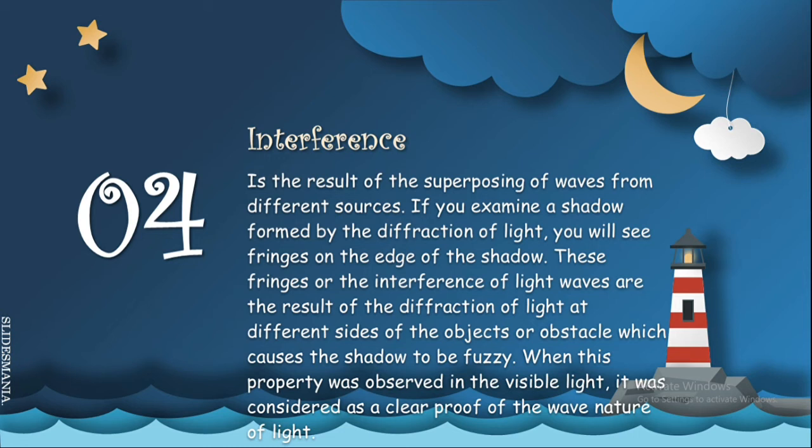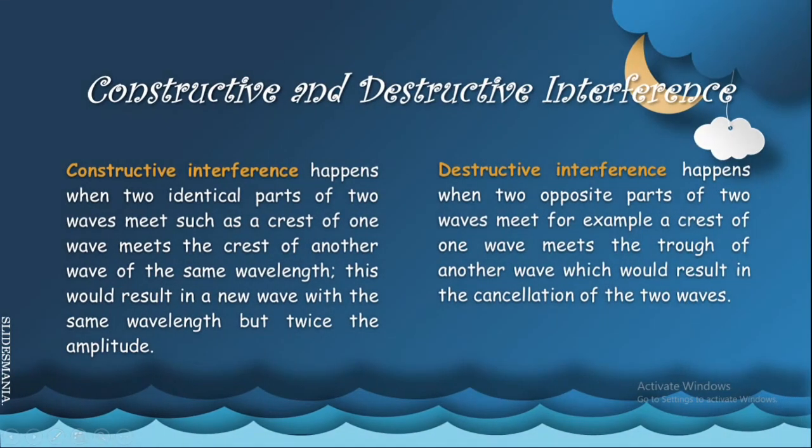When this property was observed in visible light, it was considered clear proof of the wave nature of light. There are two types of interference: constructive and destructive. Constructive interference happens when two identical parts of two waves meet, such as a crest of one wave meeting the crest of another wave of the same wavelength. This would result in a new wave with the same wavelength but twice the amplitude.